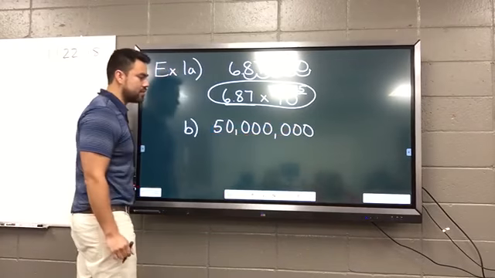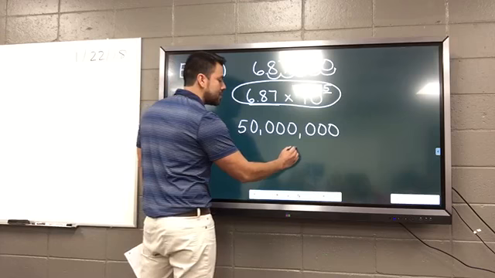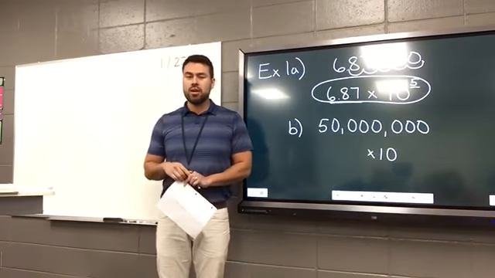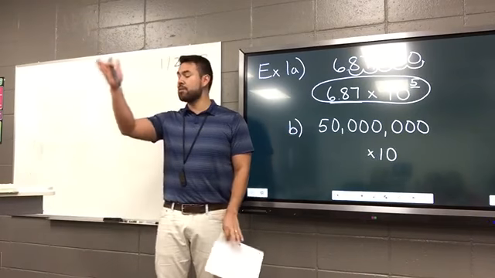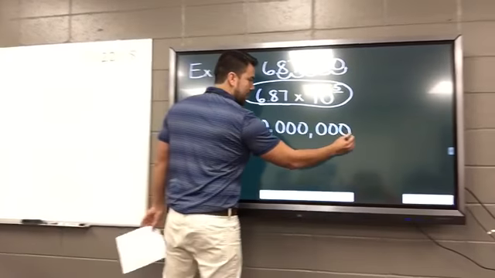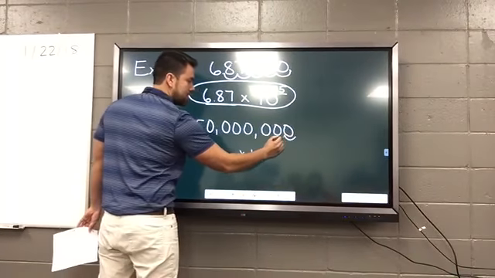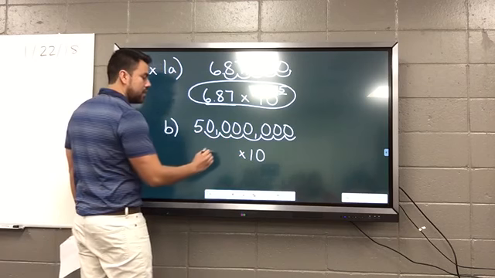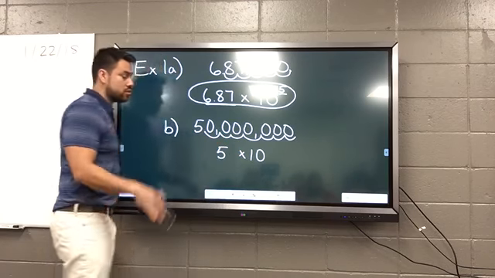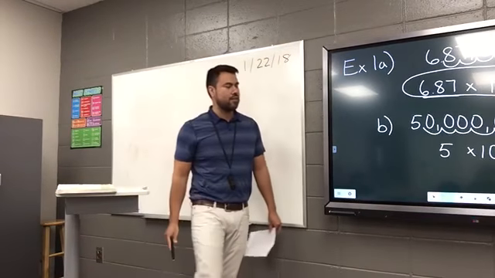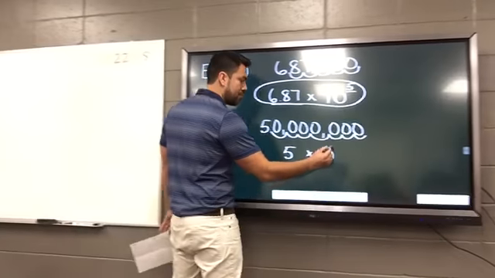50 million is standard form. I need to write it in scientific notation, so it's going to be times the power of 10. How many times should I move that decimal so that number becomes a number between 1 and 10? 7. Let's see here. It's right there. So I'm going to move it 1, 2, 3, 4, 5, 6, 7 times. So I'm going to write it as 5. You can just leave it as 5, or you can say 5.0. It's still 5. And then how many times did I move it?